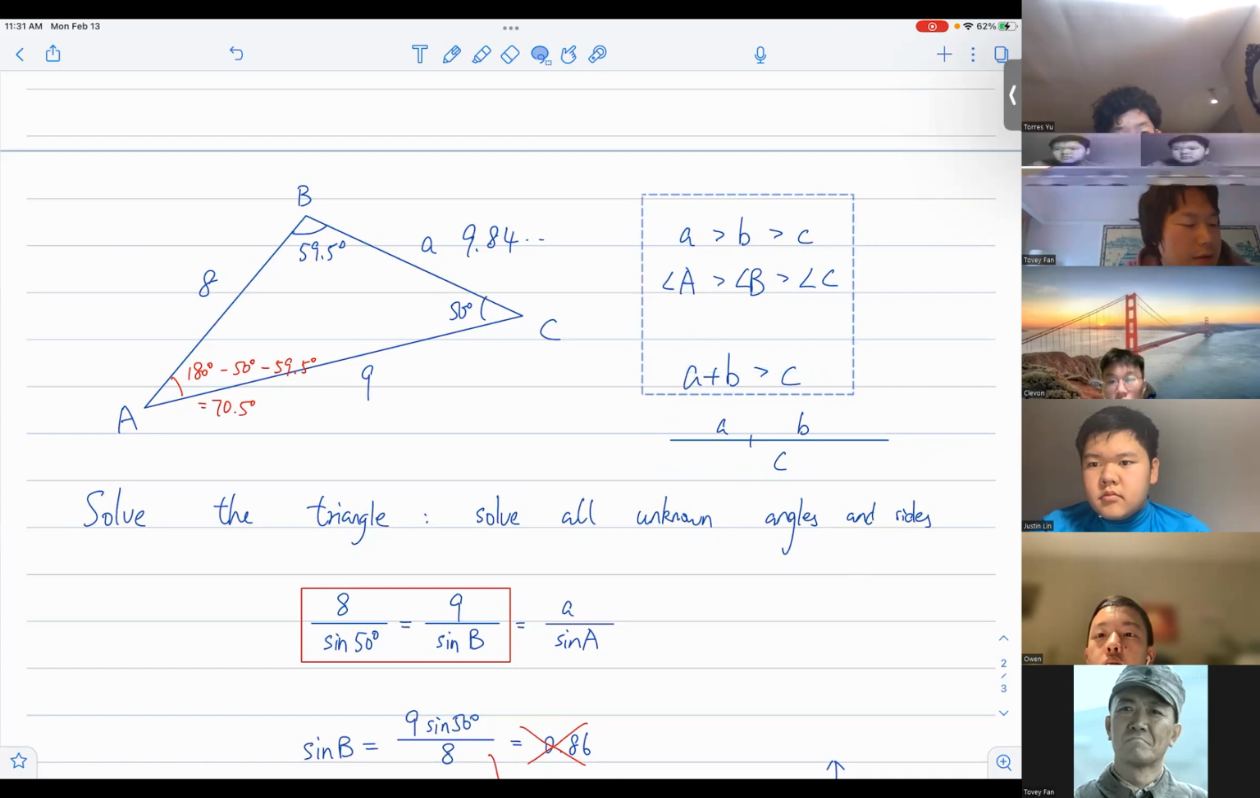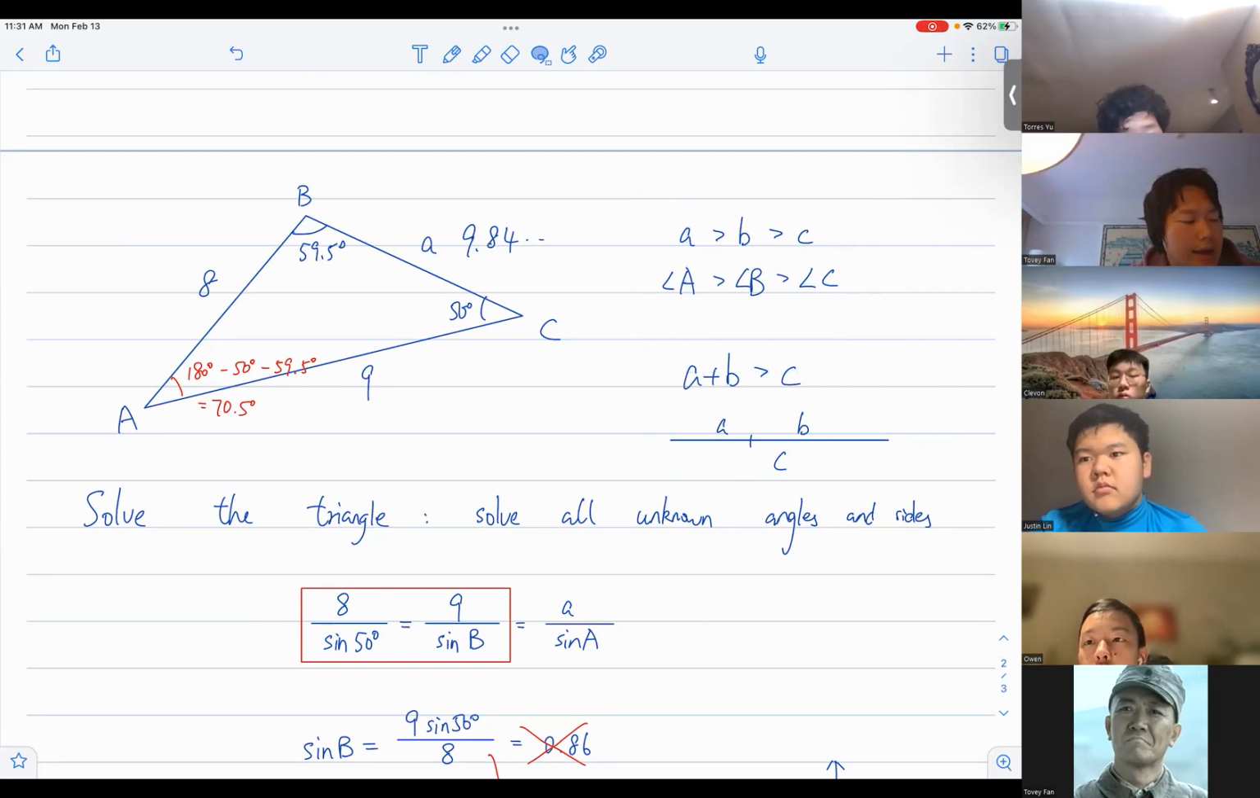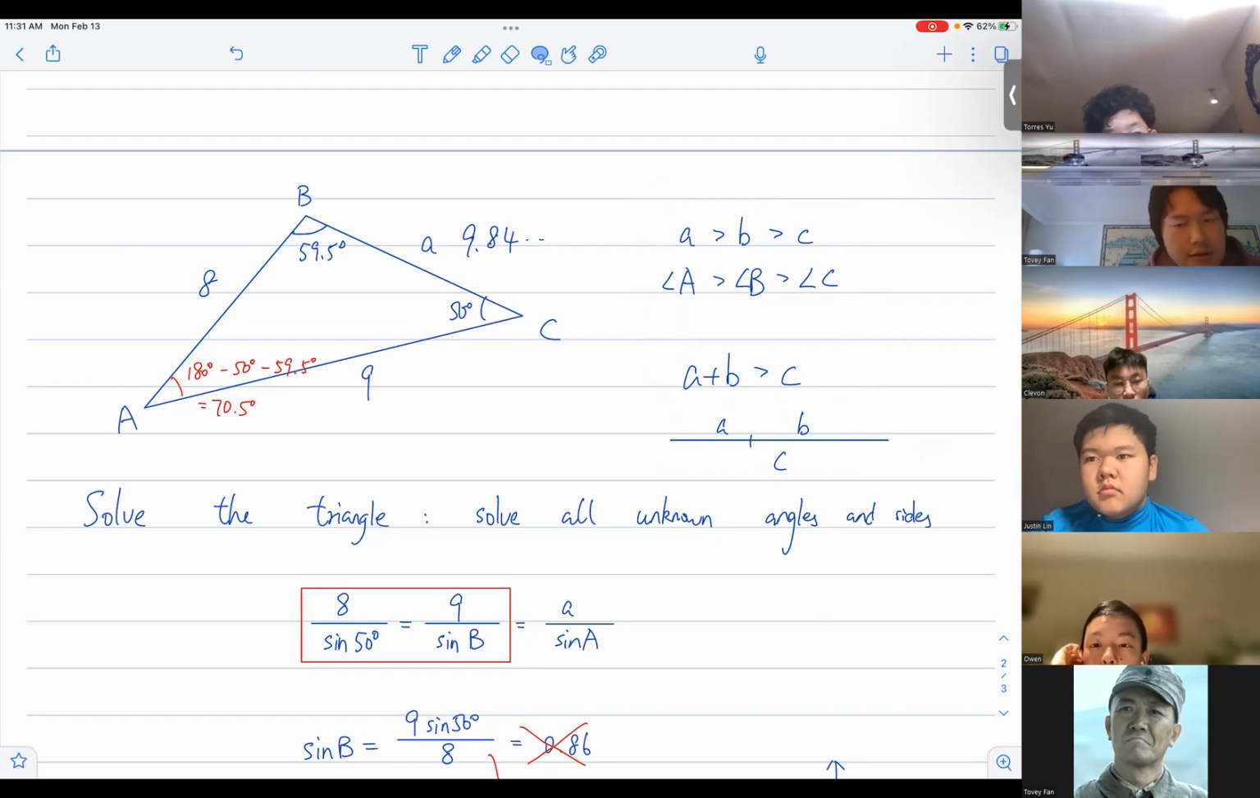So make sure your triangle satisfies all the requirements for a triangle, and then you will see if your triangle is legit or not. Okay.